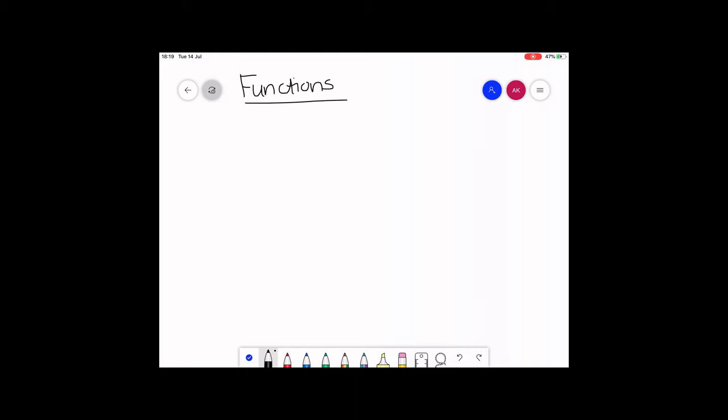A function is any mapping that takes an input value to its output value. So this is basically what a function does. We have got an input and we have got our output, and a function takes this input value to its output.